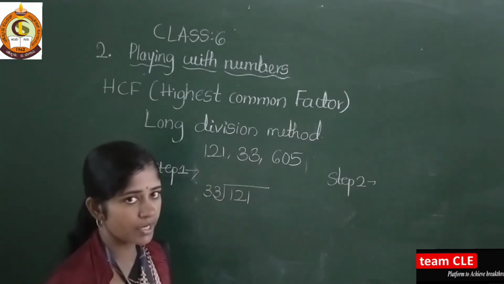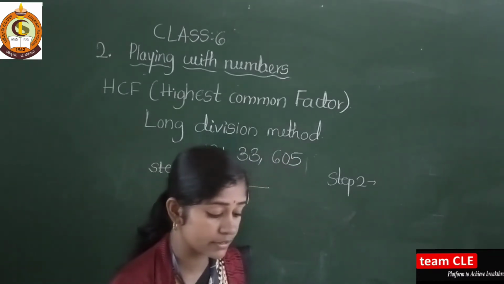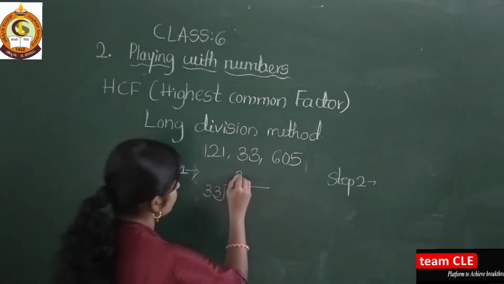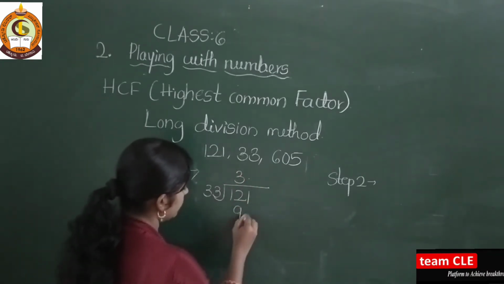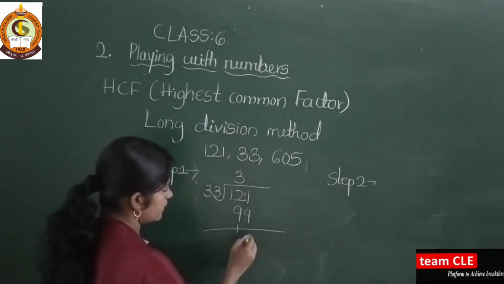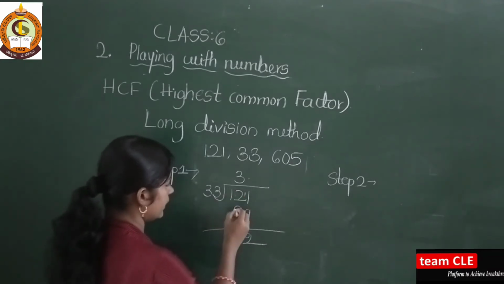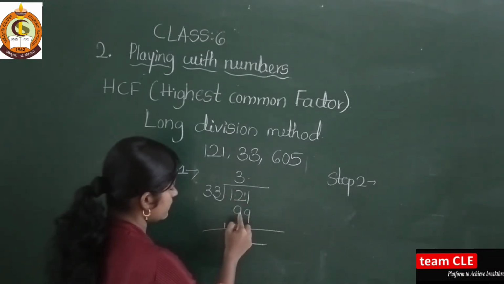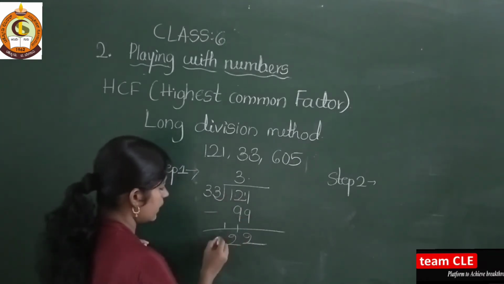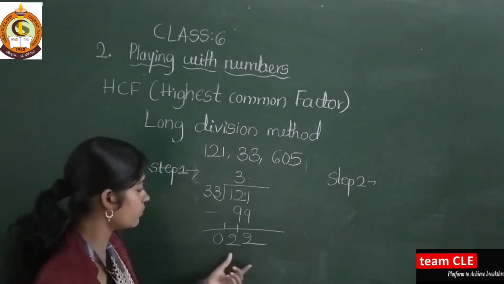Let us check whether 121 is there in the 33 table. No. So the nearest smaller number is 99. 33 threes are 99. So 11 minus 9 is 2, and 2 minus 9 is not possible. Again you take a carry. 12 minus 9 is 3. 3 minus 1 is 2. Then 1 minus 1 is 0. Here I got the remainder 22.